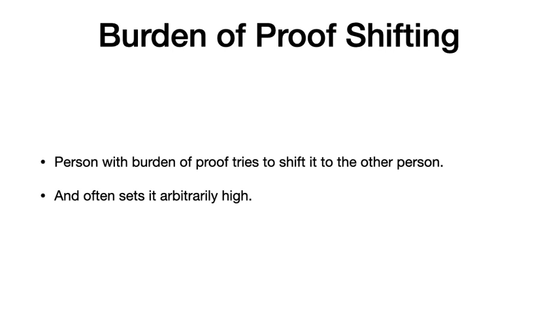But it's important, I think, in life, just more generally, because there's an error that a lot of people commit, a fallacy called burden of proof shifting. A fallacy is a bad form of reasoning, a tricky form of reasoning that looks like it's good, that's not. And burden of proof shifting is a very common fallacy. What it involves is the person with the burden of proof tries to shift it to the other person. And they often set it arbitrarily high.